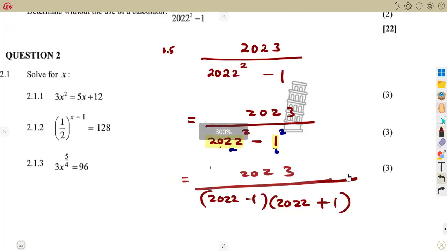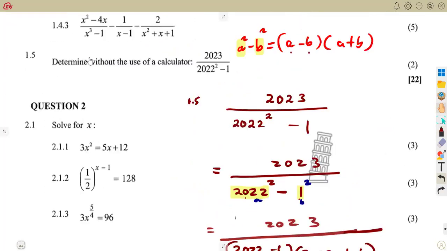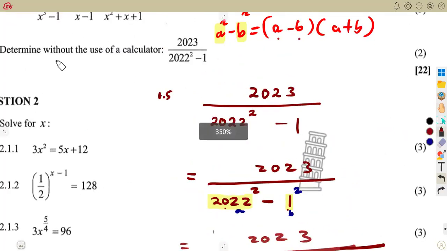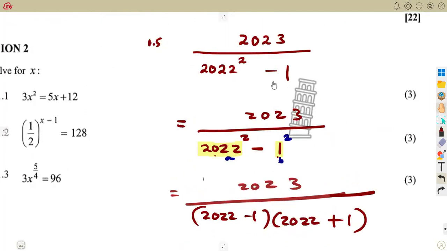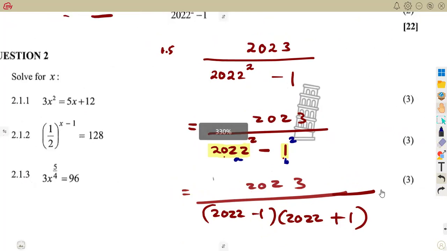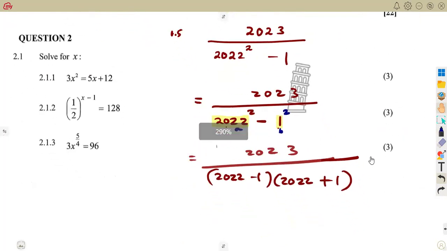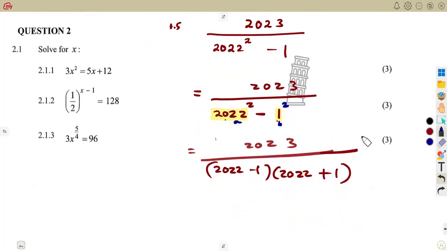So understanding the difference of two squares is important because remember, guys, they said without the use of a calculator, so simplifying this 2022 to the exponent of 2 by head, guys, you're multiplying like this, times. Guys, it's going to be a lot. But doing this, it is important because you'll notice something as you are simplifying, that some of the terms here will automatically be the same.